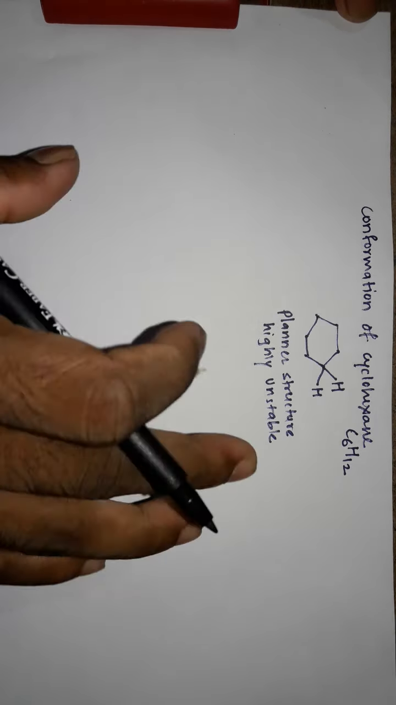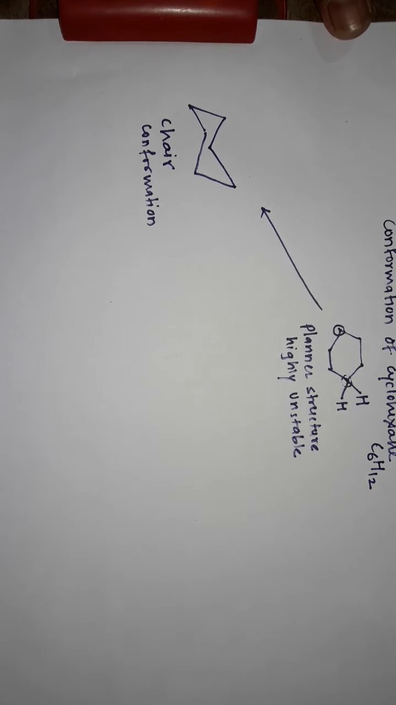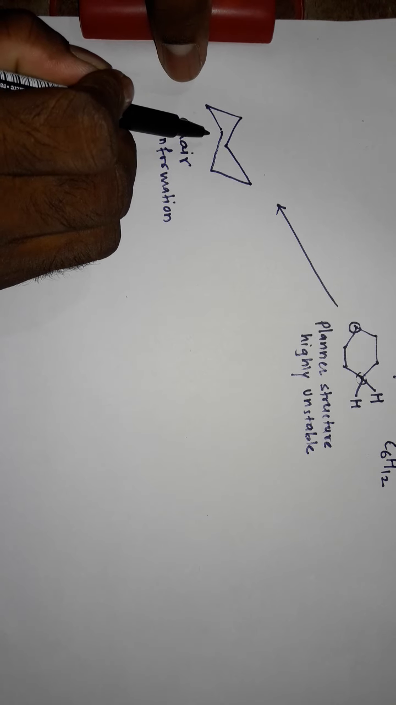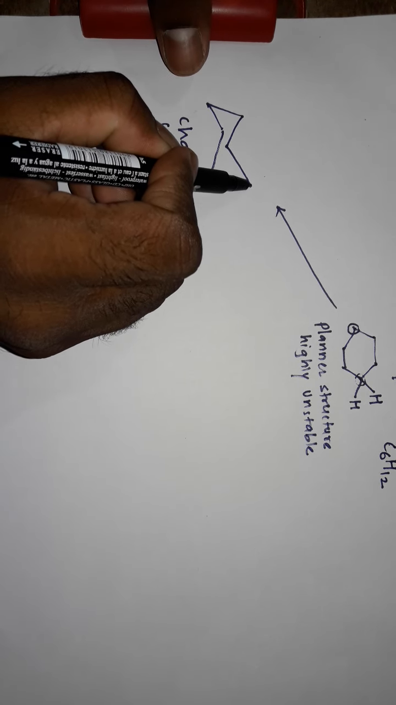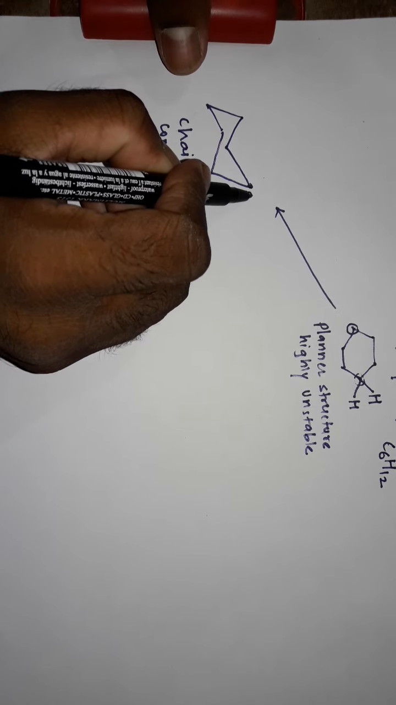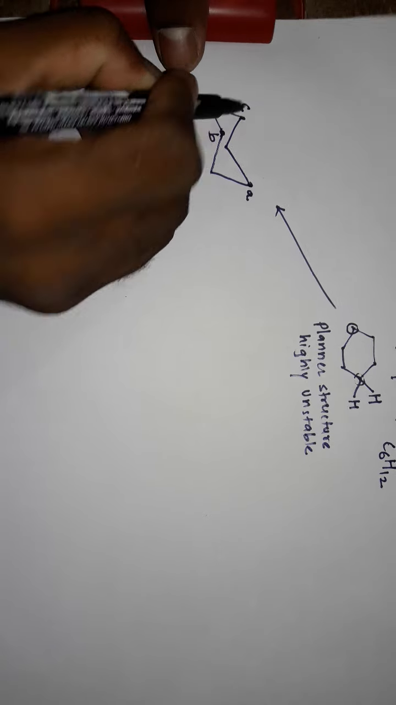As soon as I pull this carbon out of the plane and this carbon below the plane, the structure becomes like a chair conformation. Chair conformation. Okay. Now in this chair conformation, there are 3 carbons, like this one A, this one B, this one C.